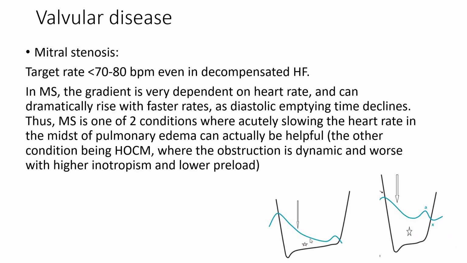So when you become tachycardic, the diastolic time declines and the gradient will rise as you have less emptying time. In fact, diastole shrinks not only per cardiac cycle, but also on a per minute basis. So in tachycardia, diastole shrinks on a per minute basis, whereas systole expands on a per minute basis. Thus, MS is one of two conditions where acutely slowing the heart rate in the midst of pulmonary edema can actually be helpful. The other condition being HOCM, where the obstruction is dynamic and worse with higher inotropism and lower preload.